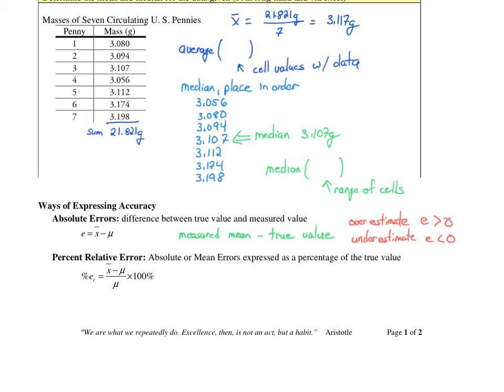The percent relative error expresses the error as a percentage of the true value, and this is often more useful in making comparisons. For example, the same absolute error is going to result in a much smaller percent relative error when the true value is large.